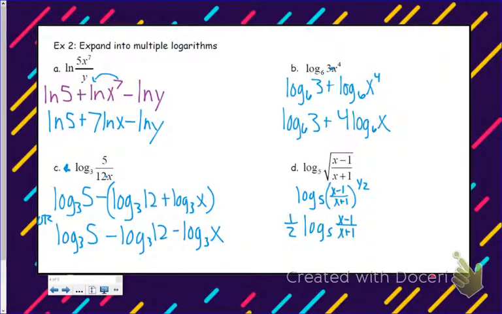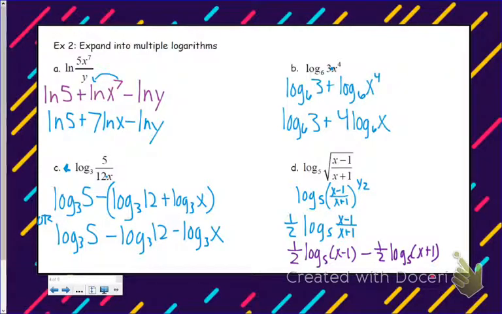Then, because there is division in the argument, I can separate that into subtraction of logs. But, again, x minus 1 has to stay x minus 1 in the argument. X plus 1 has to stay x plus 1 in the argument. So this is going to become 1/2 log base 5 of x minus 1 minus 1/2 log base 5 of x plus 1.